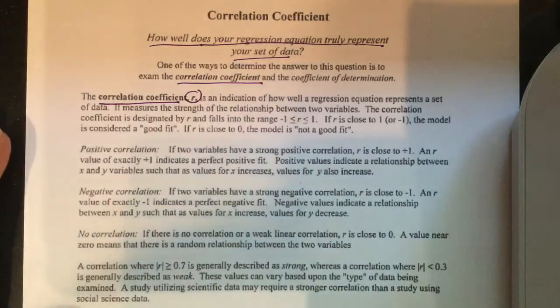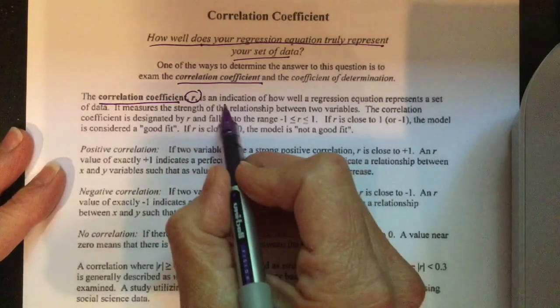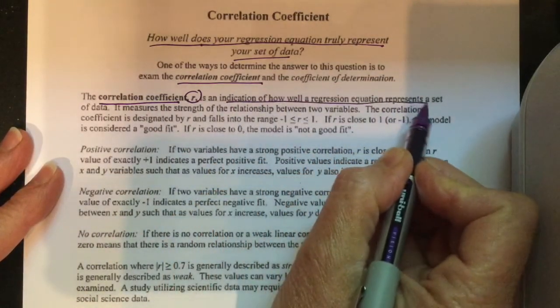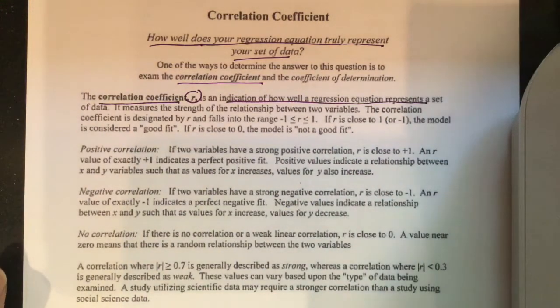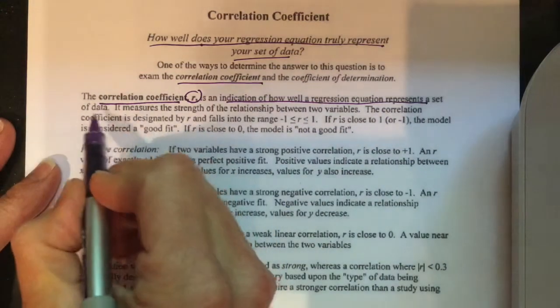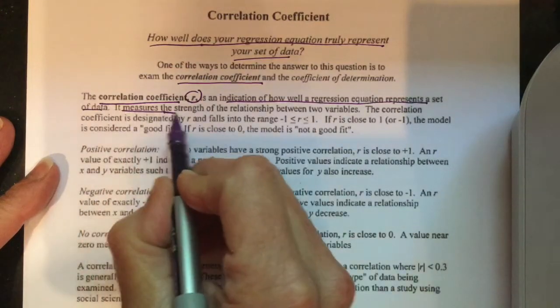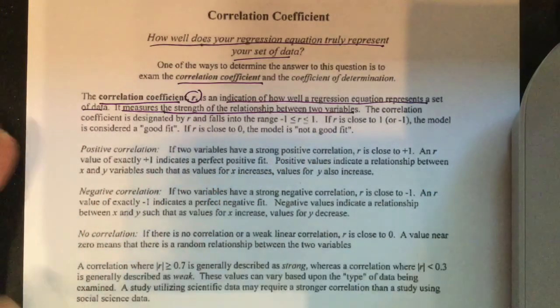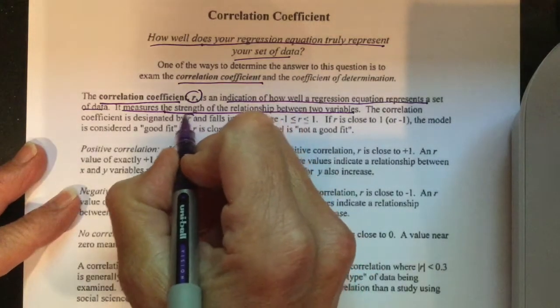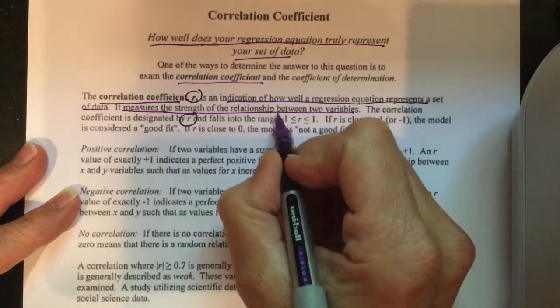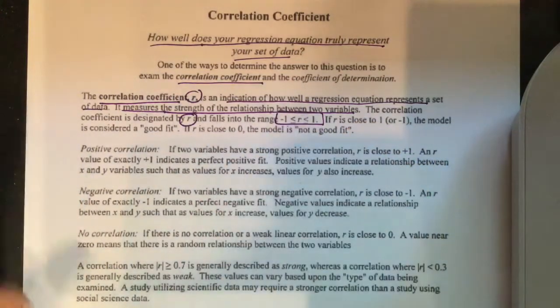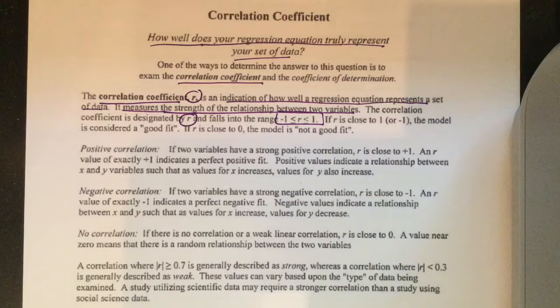Usually it's represented by the variable r. It indicates how well that equation actually represents our data set, or it measures the strength of the relationship between those two variables. Now, I said r has a value, so that value is always going to be between and including -1 and +1. R will never be less than -1. R will never be greater than +1.